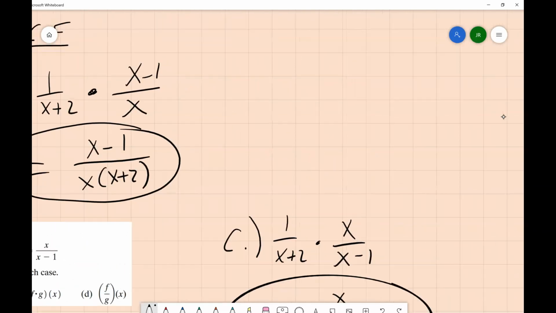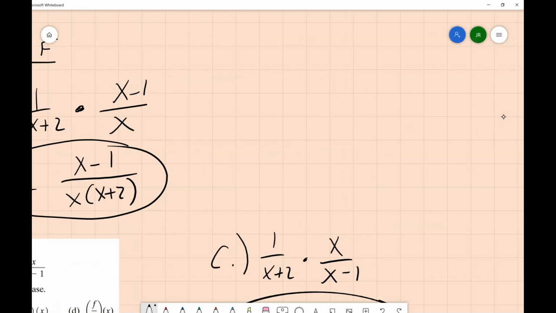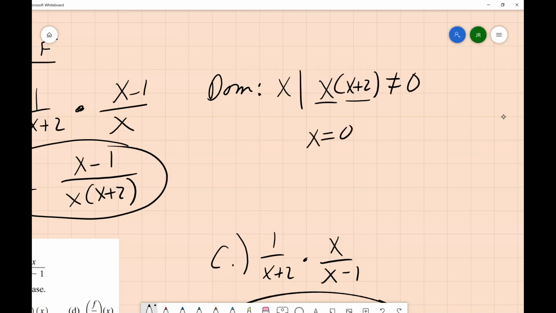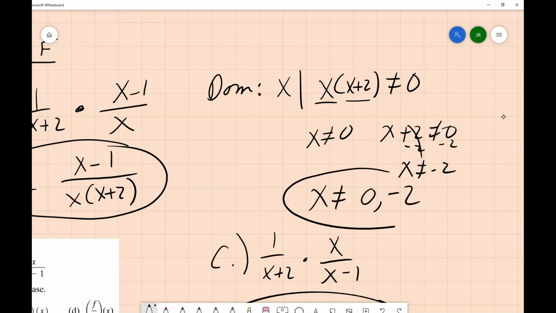But I do have to do some work here for the domain, because this denominator is not the same as the previous three. So I do have to do a little extra work here. Domain is all x such that x times x plus 2 does not equal 0. So that means this can't equal 0 and this can't equal 0. So x does not equal 0 and x plus 2 does not equal 0. Subtract 2 here. x does not equal negative 2. So my domain is x does not equal 0 or negative 2.